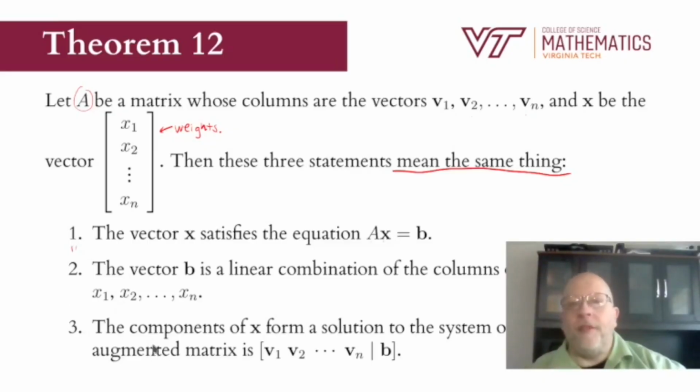And then the third thing that means the same thing is that if we form a system of equations with an augmented matrix with the columns of A on the left side and this solution vector B on the right side, and we row reduce that system of equations and we find a solution that way, X will be a solution to that. So all 3 of these things mean the same thing.